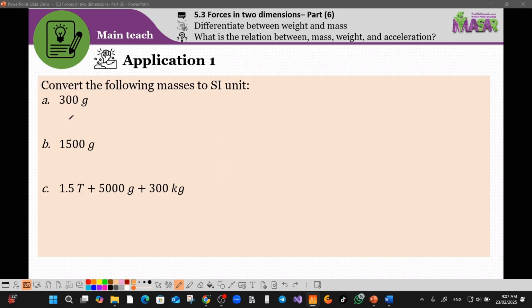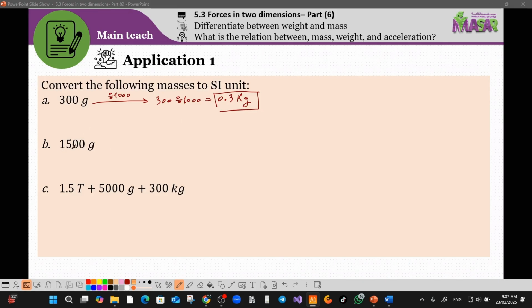Application 1. Convert the following masses to SI units. Here, as we can see, the unit used to describe this mass is gram. In order to convert gram to kilogram, we simply divide by 1,000. So 300 gram divided by 1,000 is equal to 0.3 kilogram.